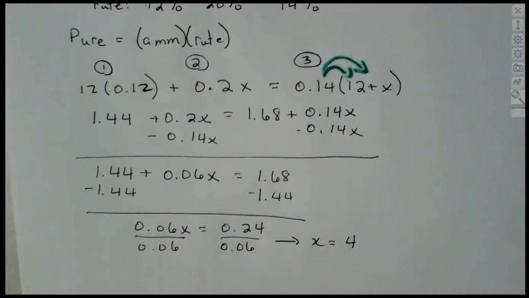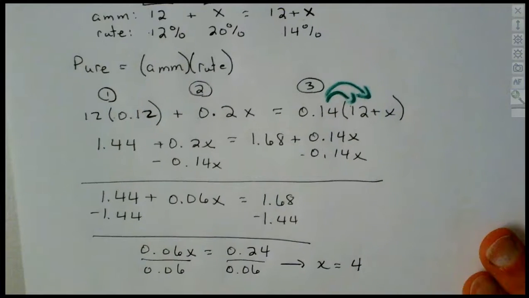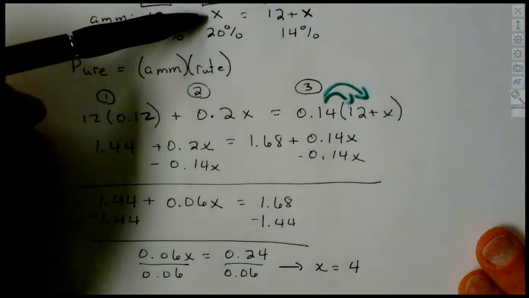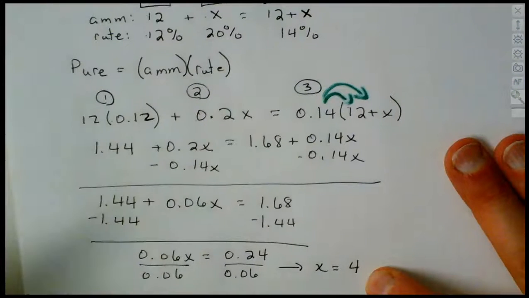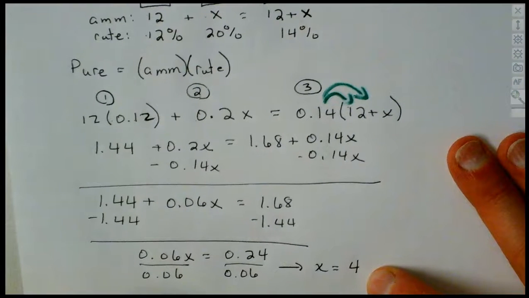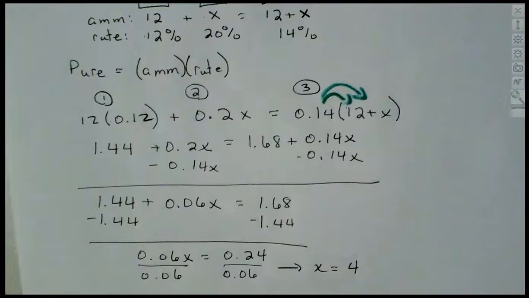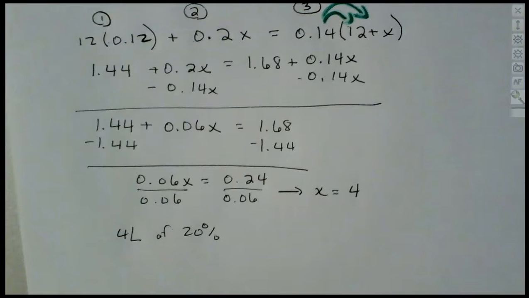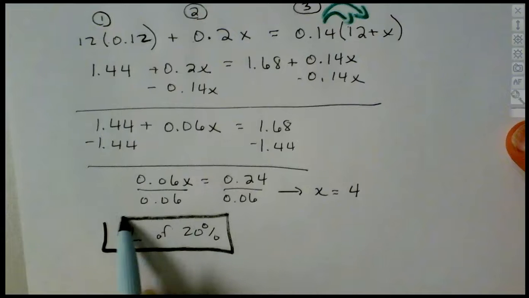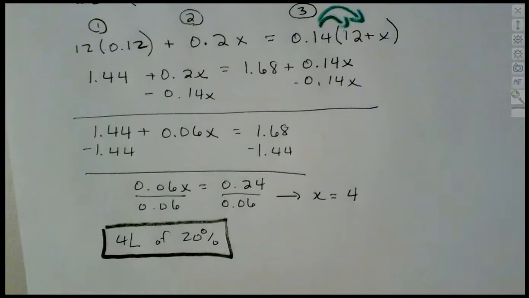And what's our answer going to be? Well, that goes with the 20%, right? So that goes with this one here. Here's our x. X was 4. So what do we have? For our answer, we have 4 liters of 20%. So that's going to be your answer on that. 4 liters of 20%. I know it's kind of confusing, but the more of these we do, the easier they're going to become.